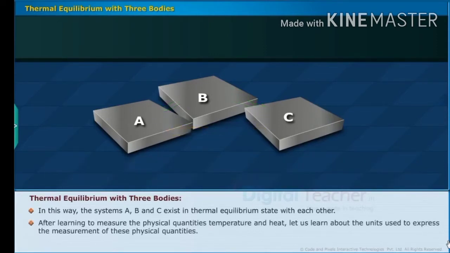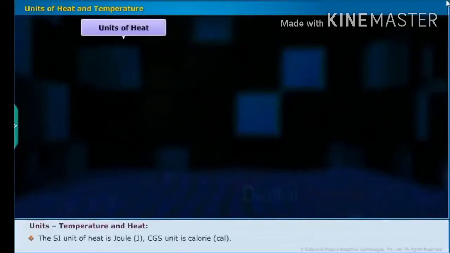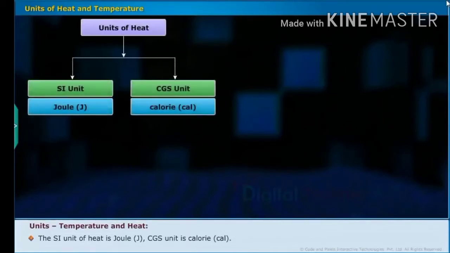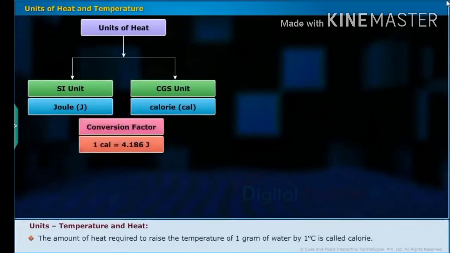After learning to measure the physical quantities, temperature and heat, let us learn about the units used to express the measurement of these physical quantities. The SI unit of heat is joule, and the CGS unit is calorie, cal. The amount of heat required to raise the temperature of 1 gram of water by 1 degree Celsius is called a calorie. 1 calorie is equal to 4.186 joules.